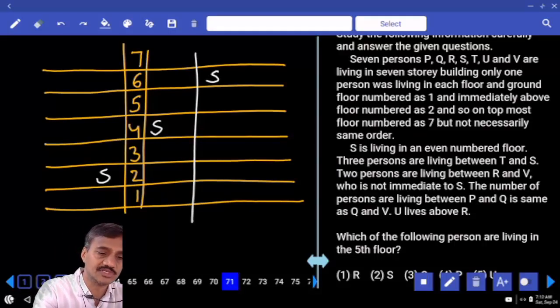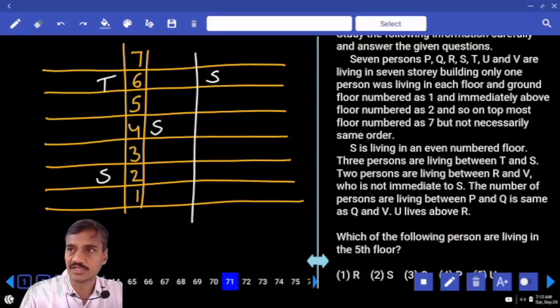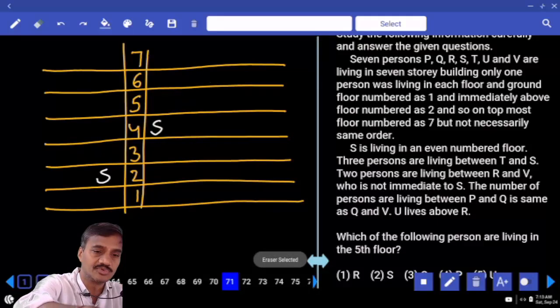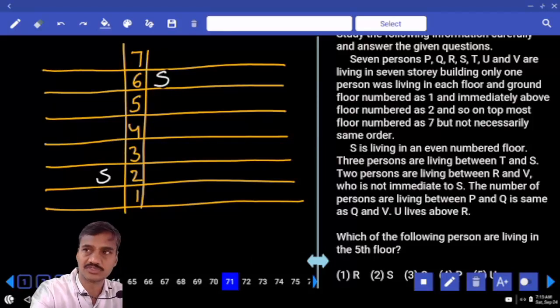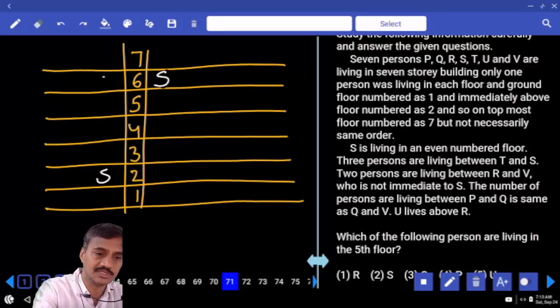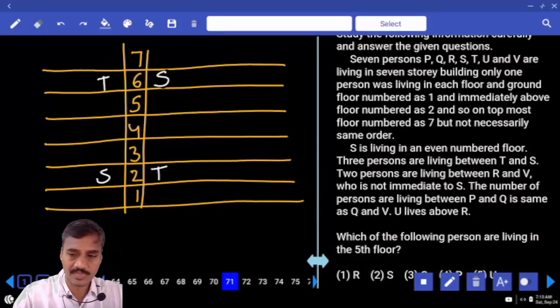In the first case, T is here. And in the second case, 3 persons between T and S is not possible. Hence, we have only 2 possibilities for this S. S can be either on the first, second floor or on the sixth floor. There are 3 persons between S and T: 1, 2, 3, T is here. Now here again, 3 persons between S and T, T is here.